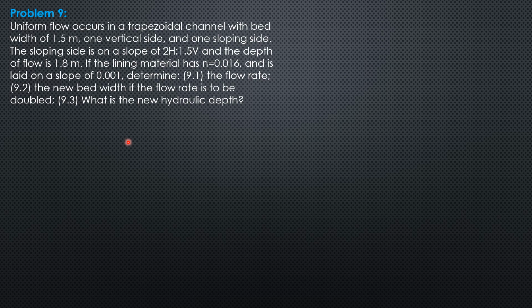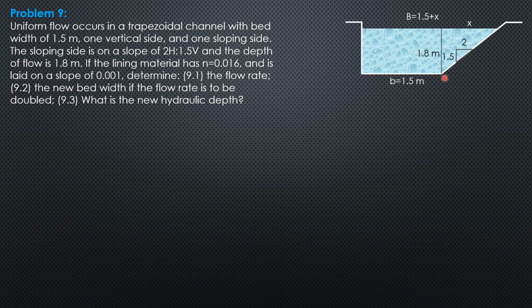So to help analyze the situation, let's draw the figure. This is the trapezoidal channel, the bed width is 1.5 and the depth of flow is 1.8. One vertical side, the other is sloping with slope 2 horizontal to 1.5 vertical. So let's call this x. The top width would be 1.5 plus x.